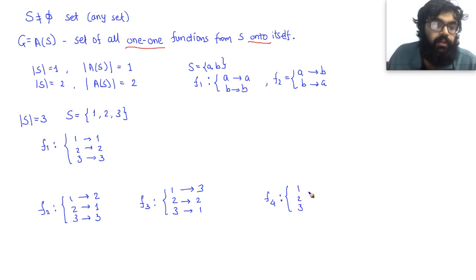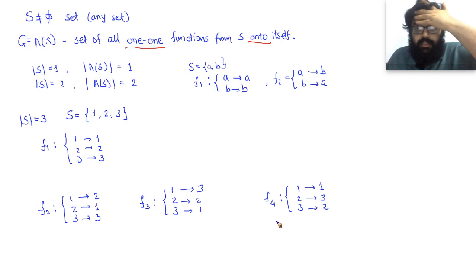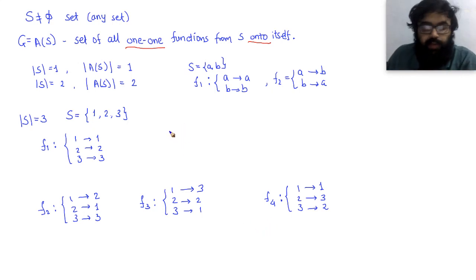So here 1 is fixed, and then 2 and 3 are interchanged. So 2 goes to 3, 3 goes to 2. So these are the 4 functions. Any other functions? I think you must have tried.